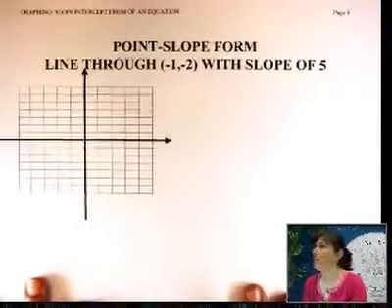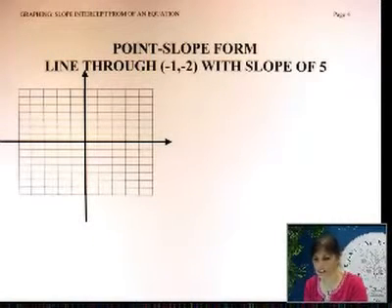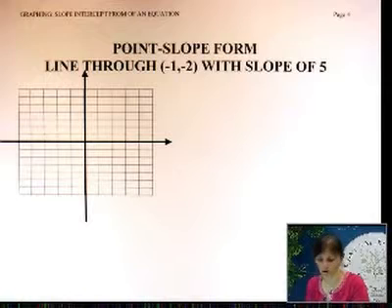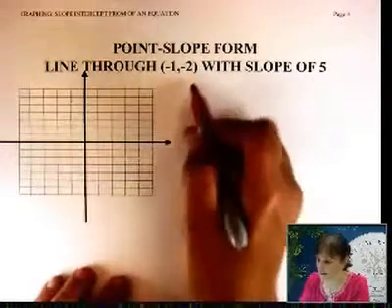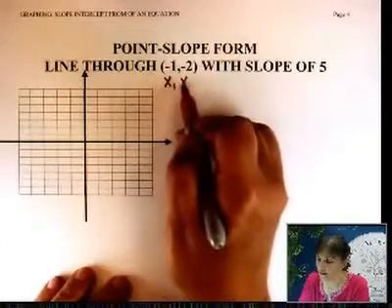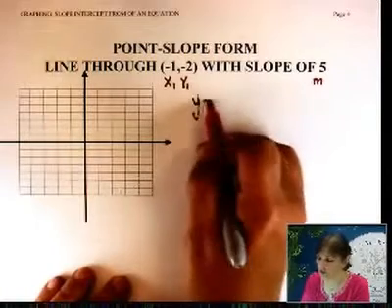Okay, let's talk about a line through negative 1, negative 2 with slope of 5. In this case, they're giving you information. They want you to draw it, and they want you to do all these things. Okay, let's write the formula. x1, y1, and here's m. I always line them up. I write down the general formula.